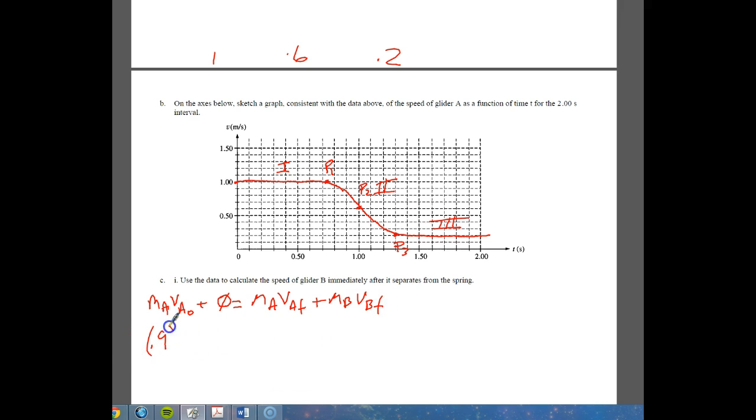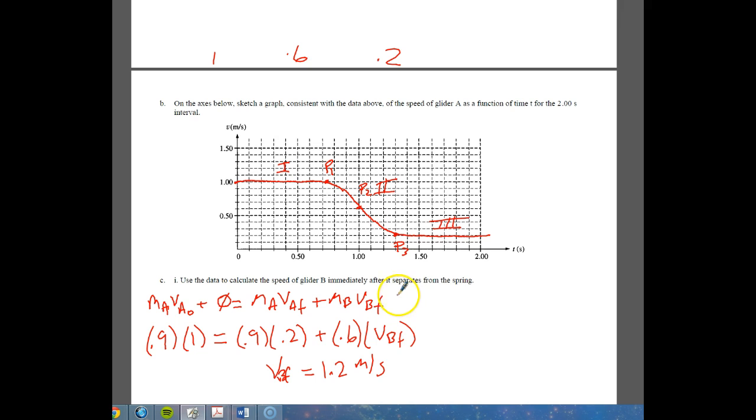This is 0.9. Our velocity is initially 1, and that's equal to 0.9 times our final velocity, which is 0.2, plus the mass of B, which is 0.6, times the final velocity of B, which we don't know. If you solve for this final velocity for object B, you're going to end up with 1.2 meters per second. So you do get 1 point for the conservation of momentum and 1 point for the velocity of B.